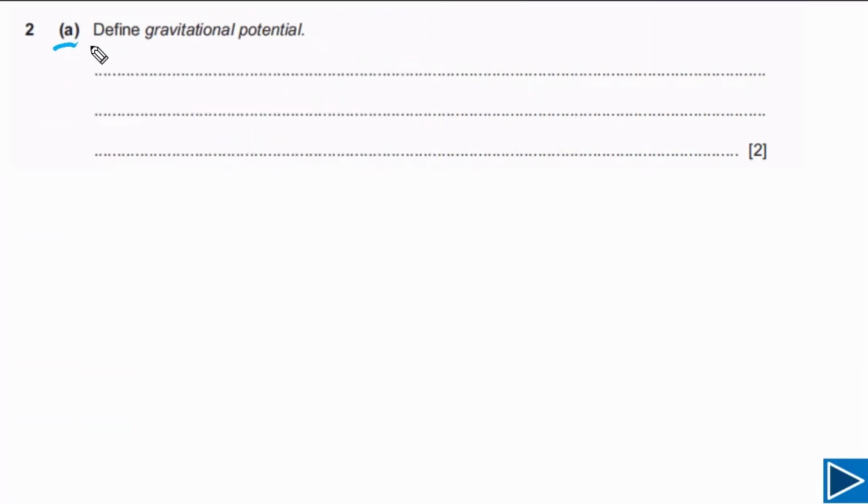For part A, the question is asking us to define gravitational potential. But gravitational potential is not defined in physics. What is defined in physics is gravitational potential difference. So first of all, we will understand what is gravitational potential difference, and then we will discuss how we can derive gravitational potential from the gravitational potential difference formula.